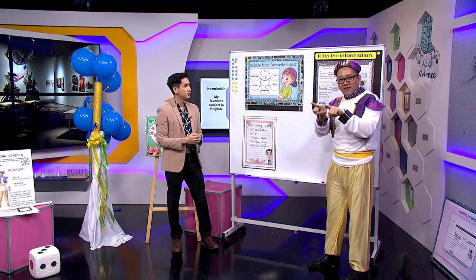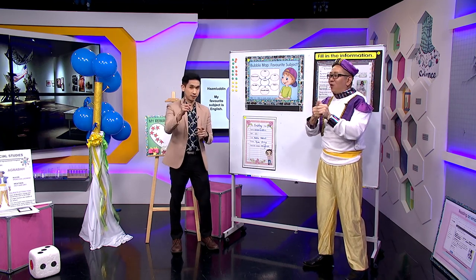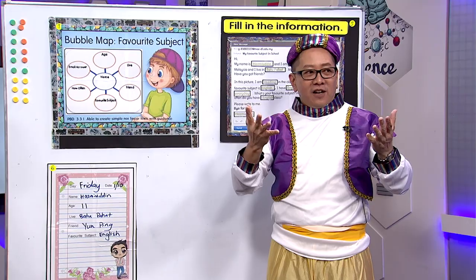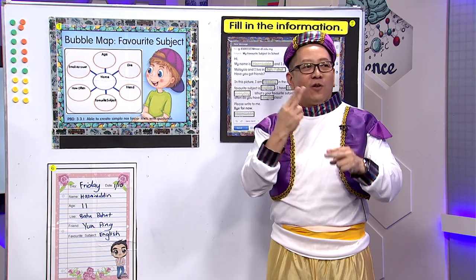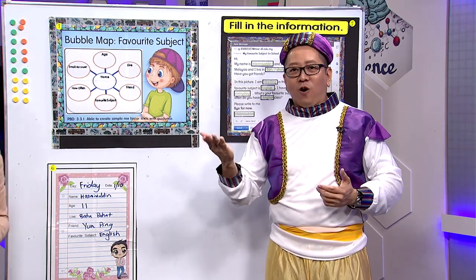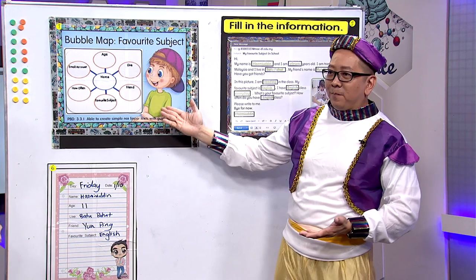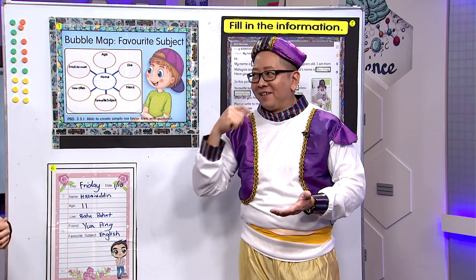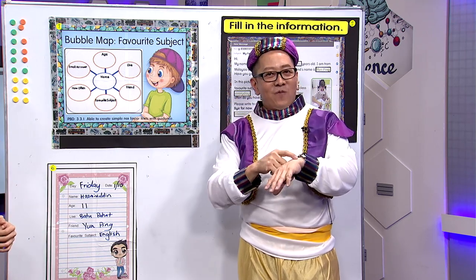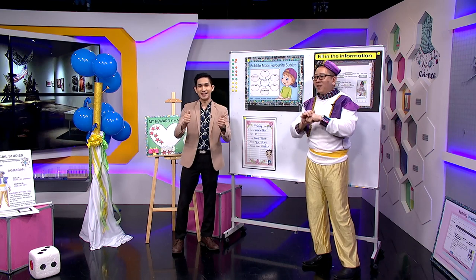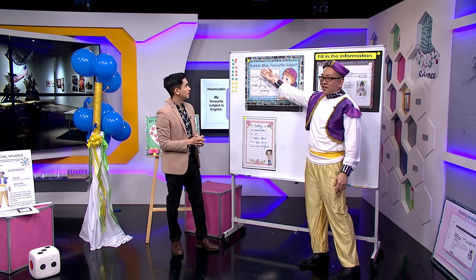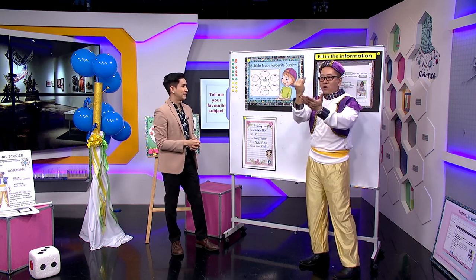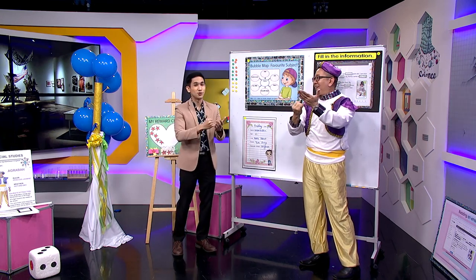Can you do the same thing, but follow your information, like your name, who's your friend, your age, and so on. All right, this is the example. Remember, I asked you to prepare paper and pencil. It's time for you to do the practice. You can just use the title here, bubble map, favorite subject, and draw. It's time to draw at home.